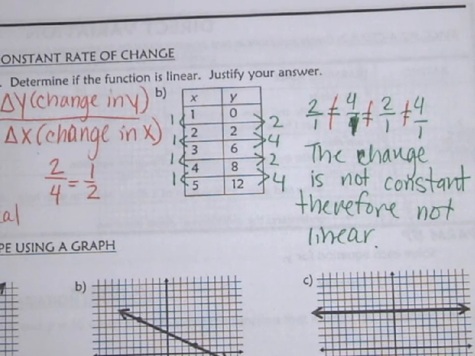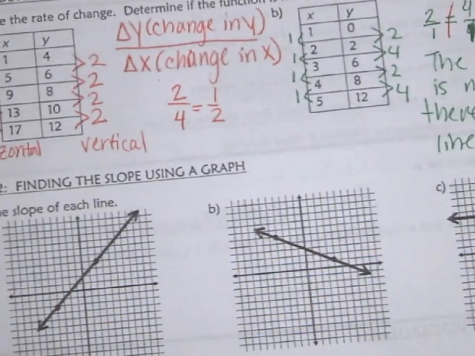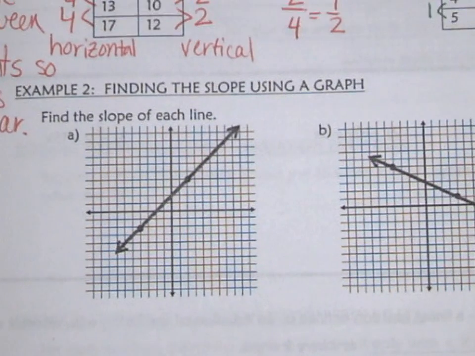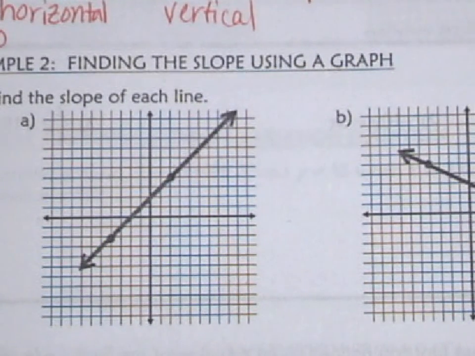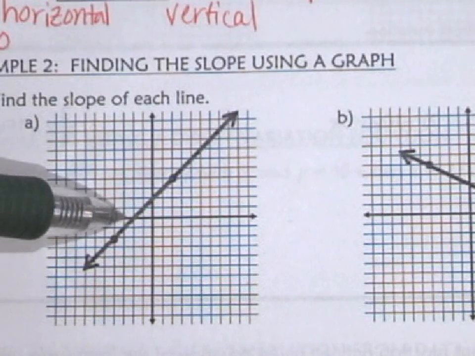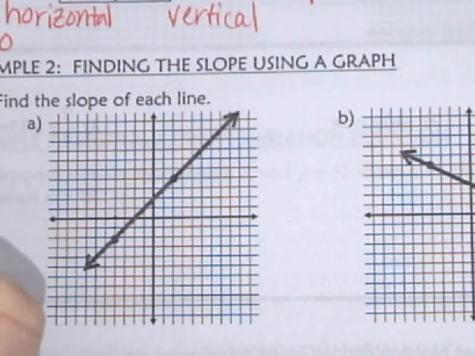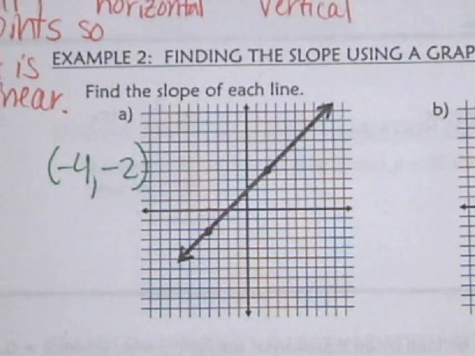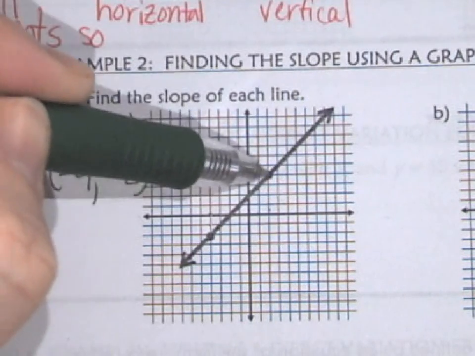All right, we can also find the slope from a graph. So I'm going to zoom in on mine. I know the lines are a little bit small, so it's a little bit tricky to see the points on yours, but go ahead and label them. So this first one is (-4, -2). So that's one of the points. And the other point is at (2, 4).